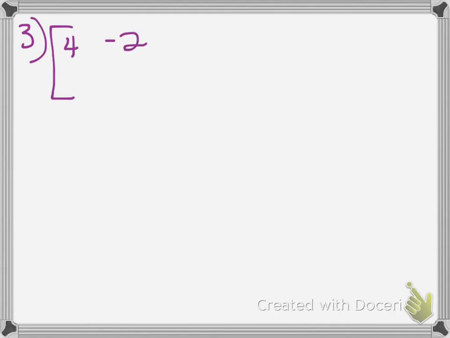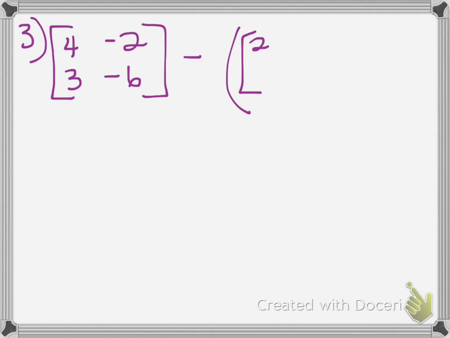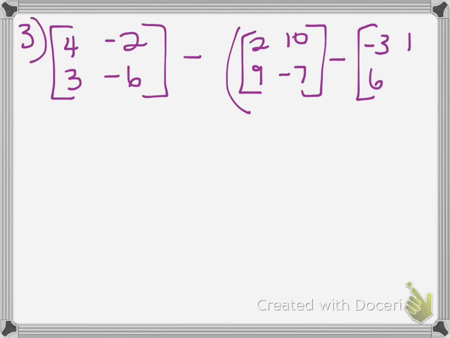So let's look at our example 3. So I have 4, -2, 3, -6, minus the quantity of the matrix of 2, 10, 9, -7, oops, minus, and then I've got -3, 1, 6, and 0. Okay, so we do need to follow order of operations, which means parentheses first. If you haven't already, these all are 2 by 2s, so we're good to go.